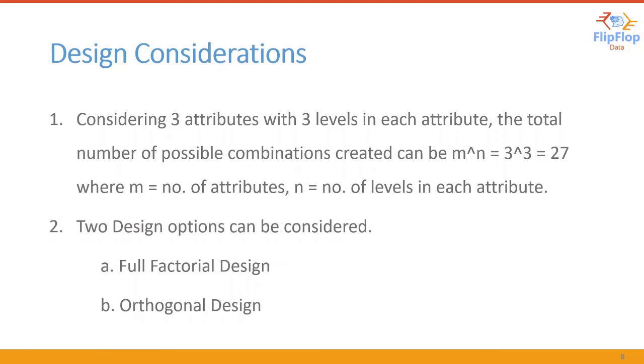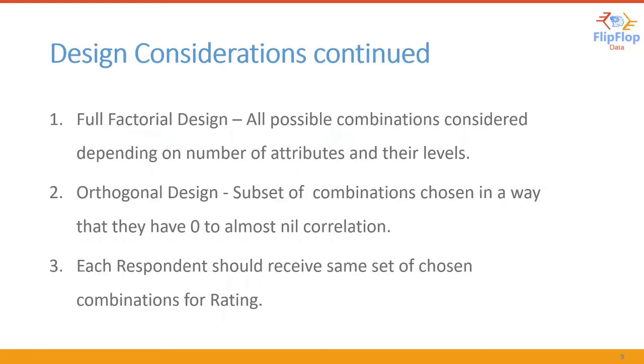So we have two design options here. Either we can use full factorial design wherein all the above 27 combinations can be presented to each user or consumer for rating. Else we can use a subset of factorial design wherein we present a subset to the user or consumer for rating. The subset is randomly chosen in such a way that they have almost zero to nil correlation, and each respondent should get an equal number of subsets.